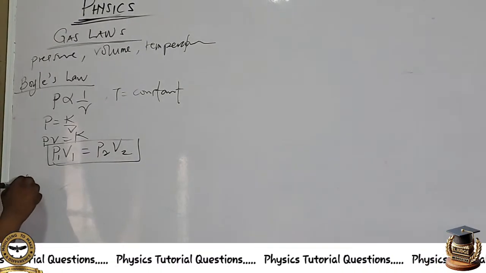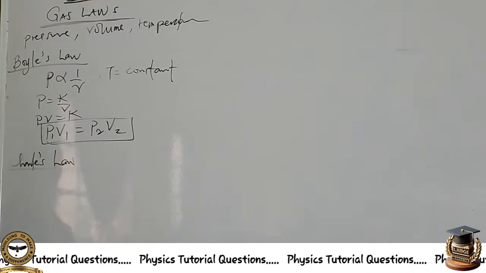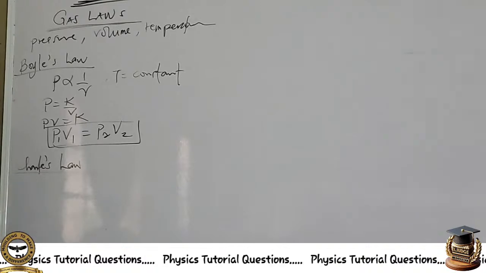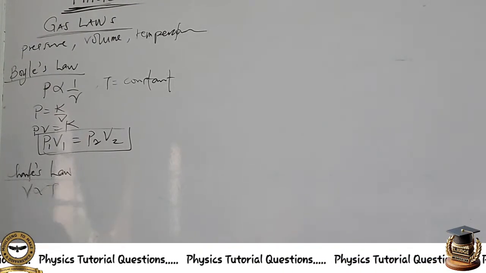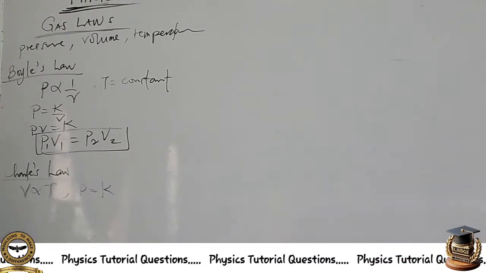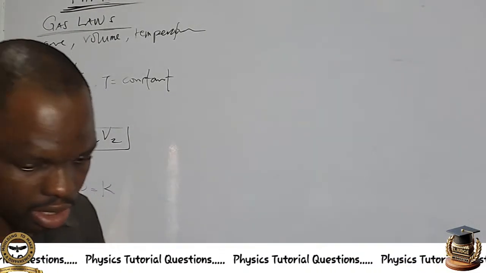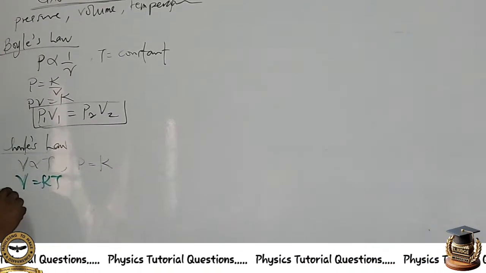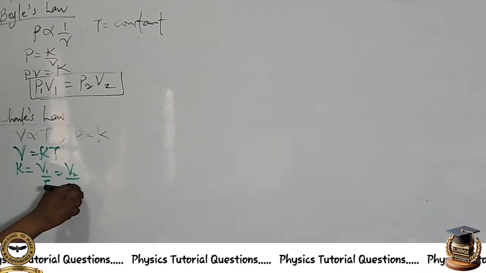Also, we have Charles' law, where we relate the volume and the temperature. In this, we say that the volume is directly proportional to the temperature, provided pressure remains constant. So in this case, we can say V, sorry, let me get a better marker. The volume is equal to KT. So K equals V1 over T1 equals V2 over T2.